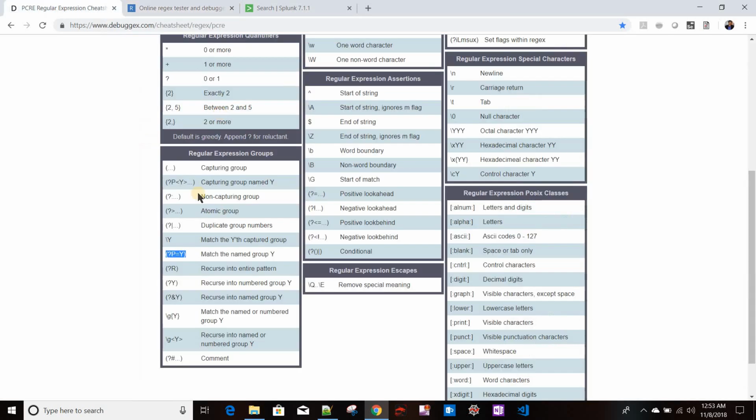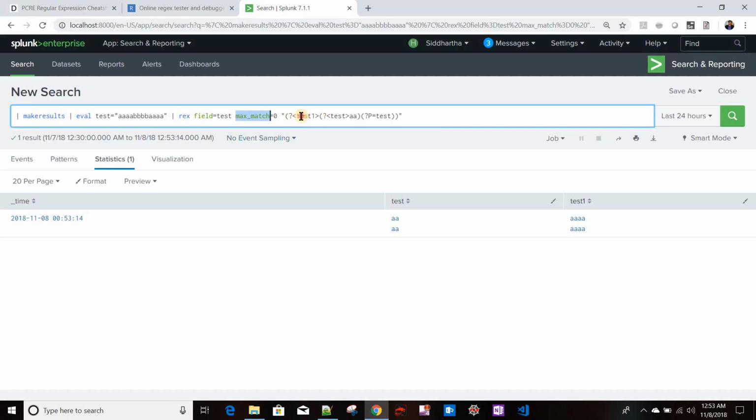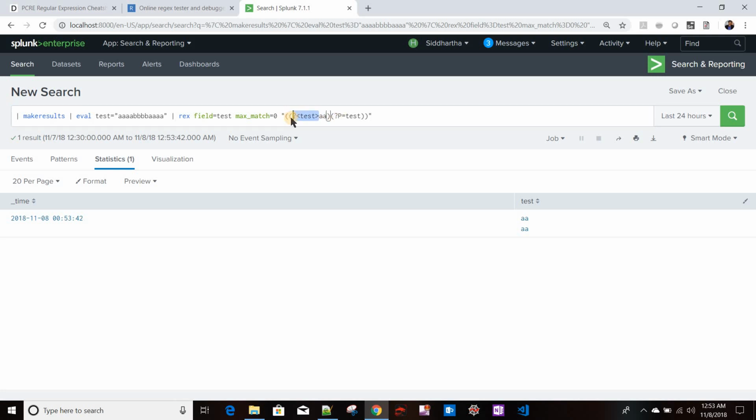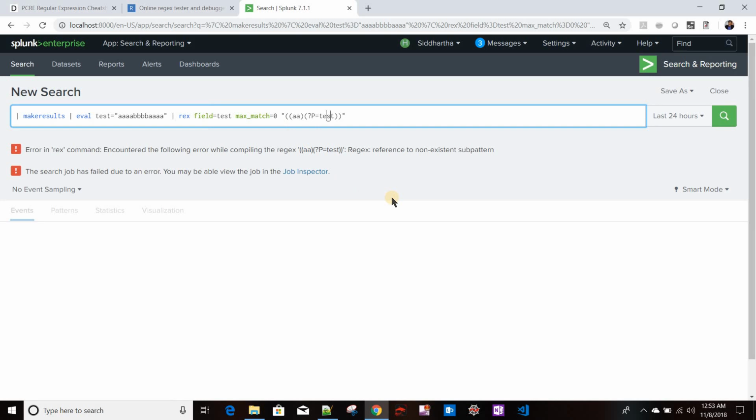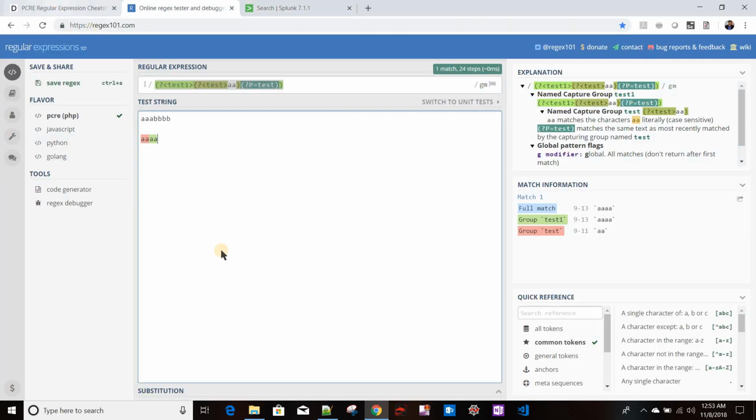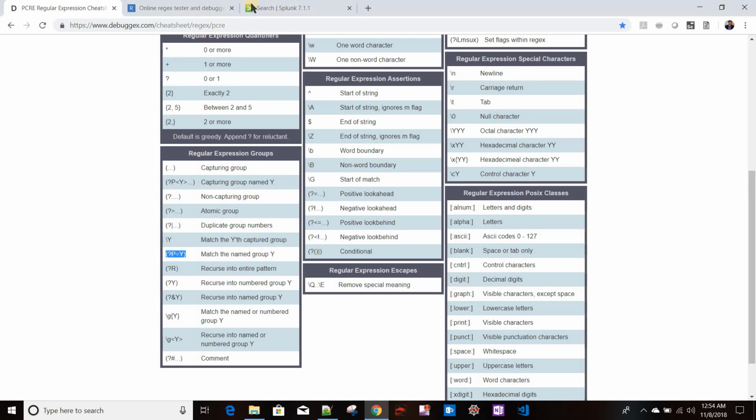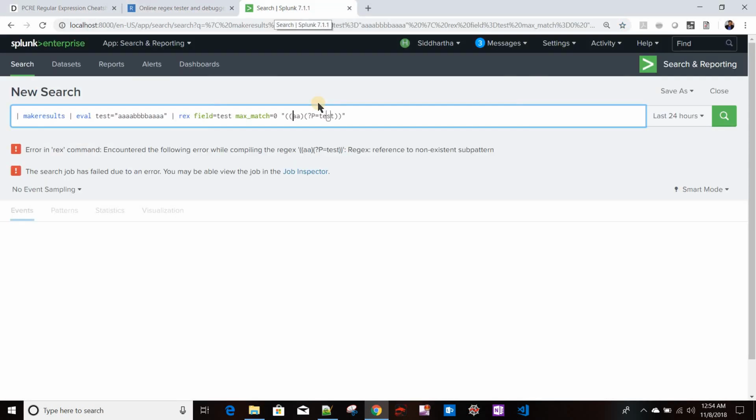Now let's move on. So we discussed how we can create a group, how we can create a named group using this name, and by this named group only, whenever you are using the Splunk rex command, you have to give a name to this group, otherwise it will not work. So if I just remove this one, even though it's a valid regular expression, there is no name, so it will fail. Let's move on.